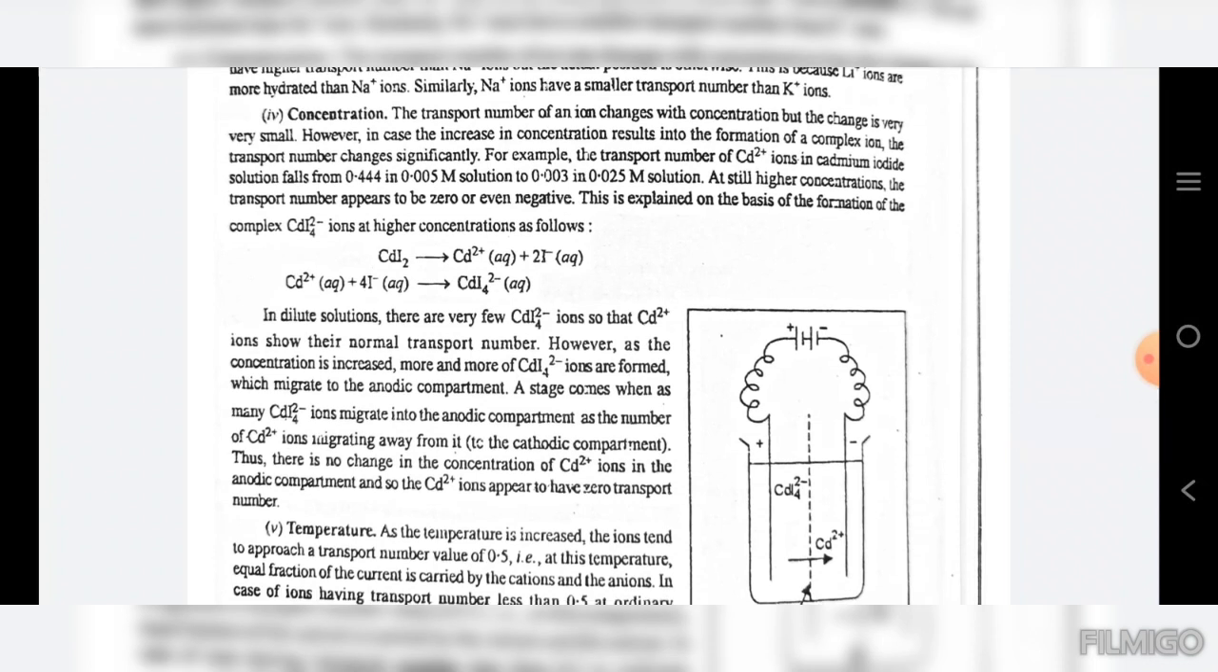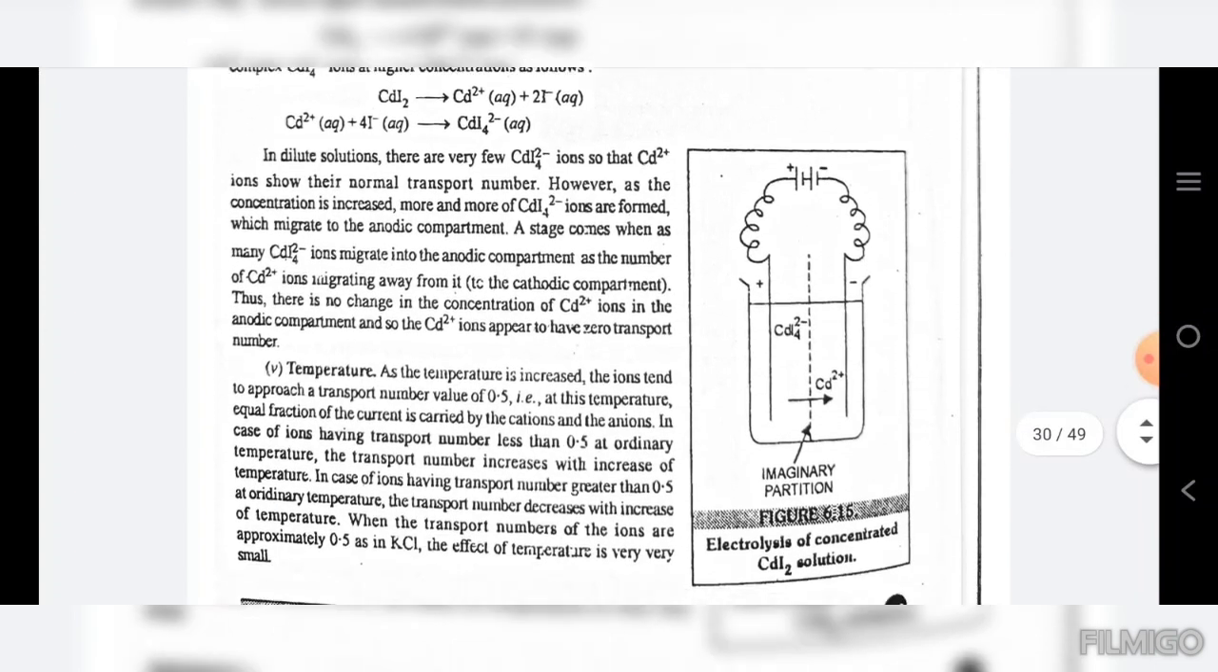Concentration. The transport number of an ion changes with concentration, but the change is very small. However, in case the increase in concentration results in the formation of a complex ion, the transport number changes significantly.